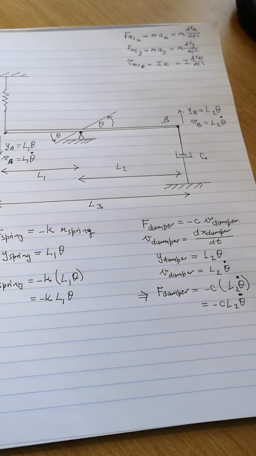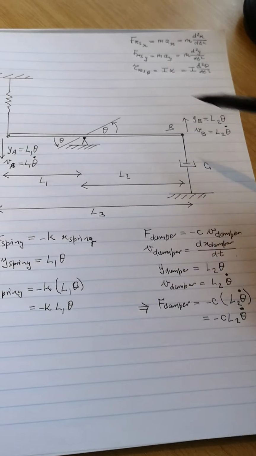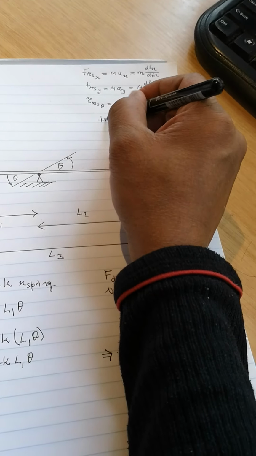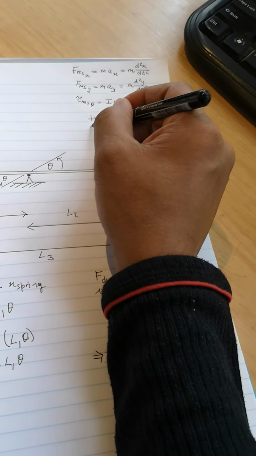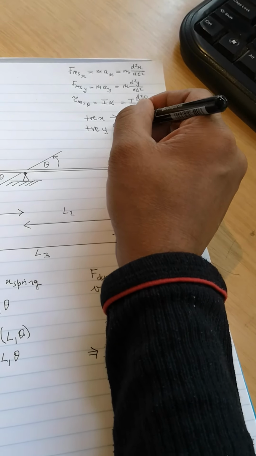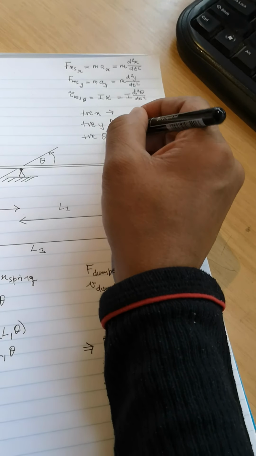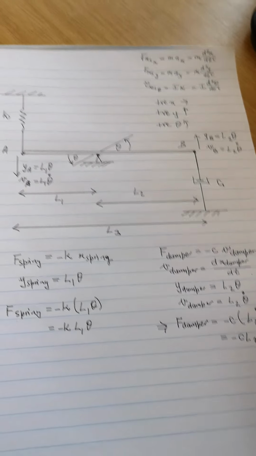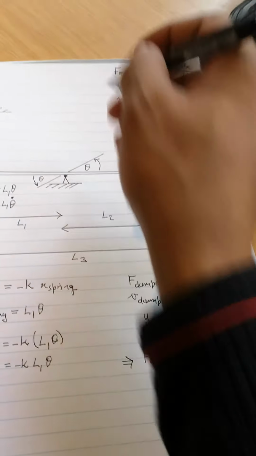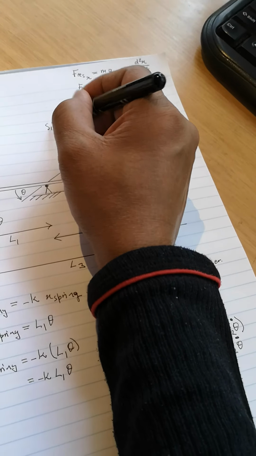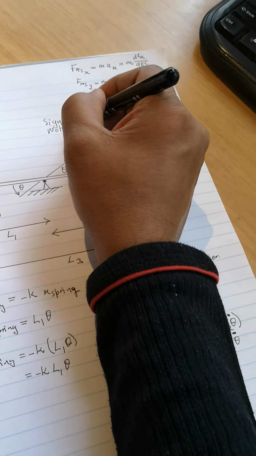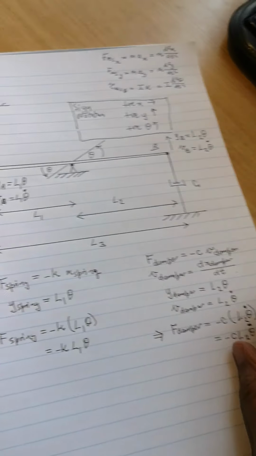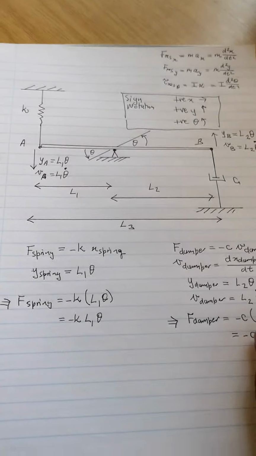Now we need to figure out how the directions work. We assume theta would be positive in the anticlockwise direction. So recall that the positive x direction is towards the right, the positive y direction is upwards, and the positive angle is in an anticlockwise direction. This is our sign notation. Let's just write this down. Sign notation. Put it in a little box so we don't get ourselves too confused.